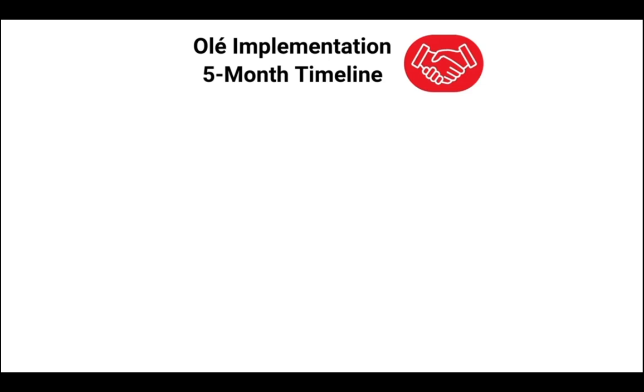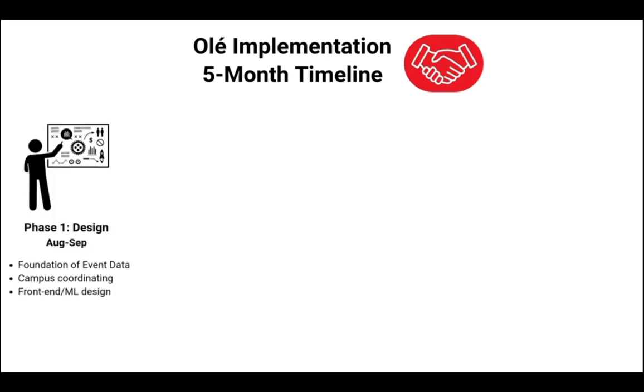Now, we've structured our implementation plan around 4 stages. During the design phase, we will collect historical event data and establish ongoing partnerships with CSUN clubs, the Career Center, and other student organizations to keep our event offerings up to date. We will then move forward with designing our ML model architecture and mapping out how it will be integrated into the CSUN app's front-end interface.